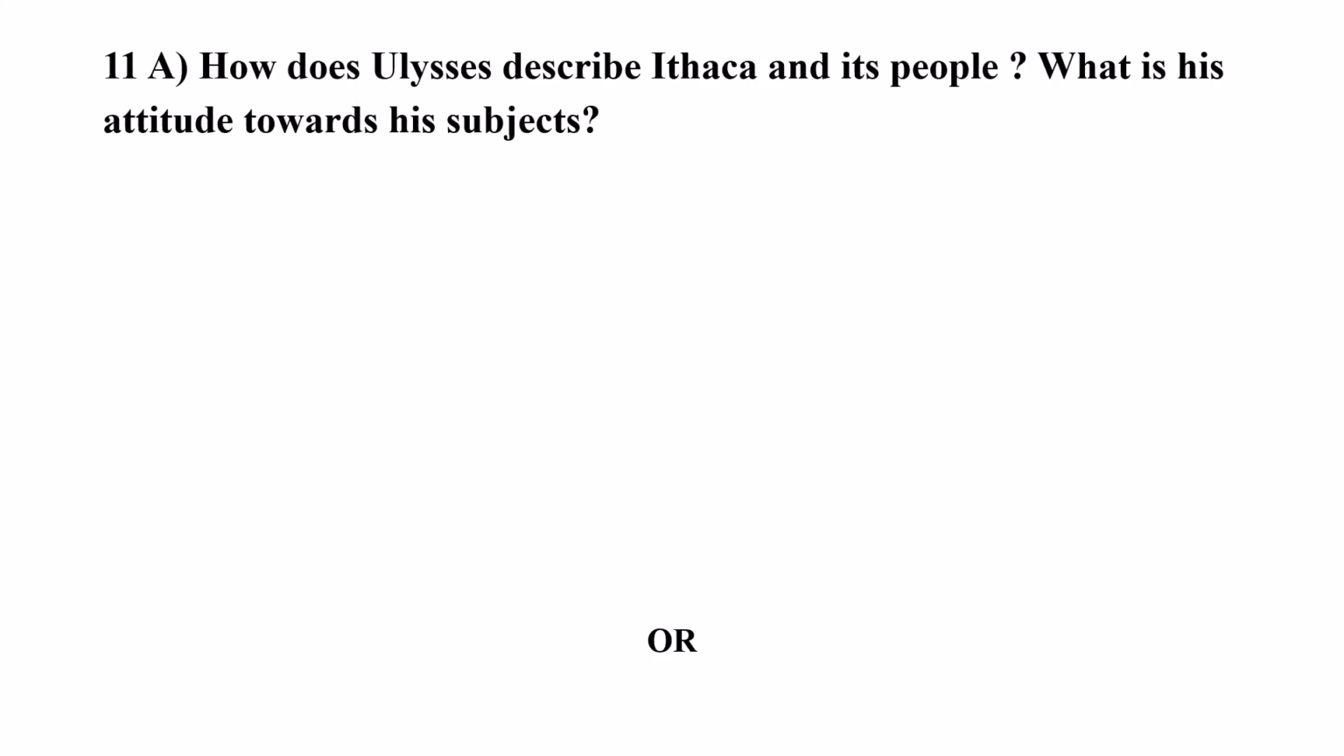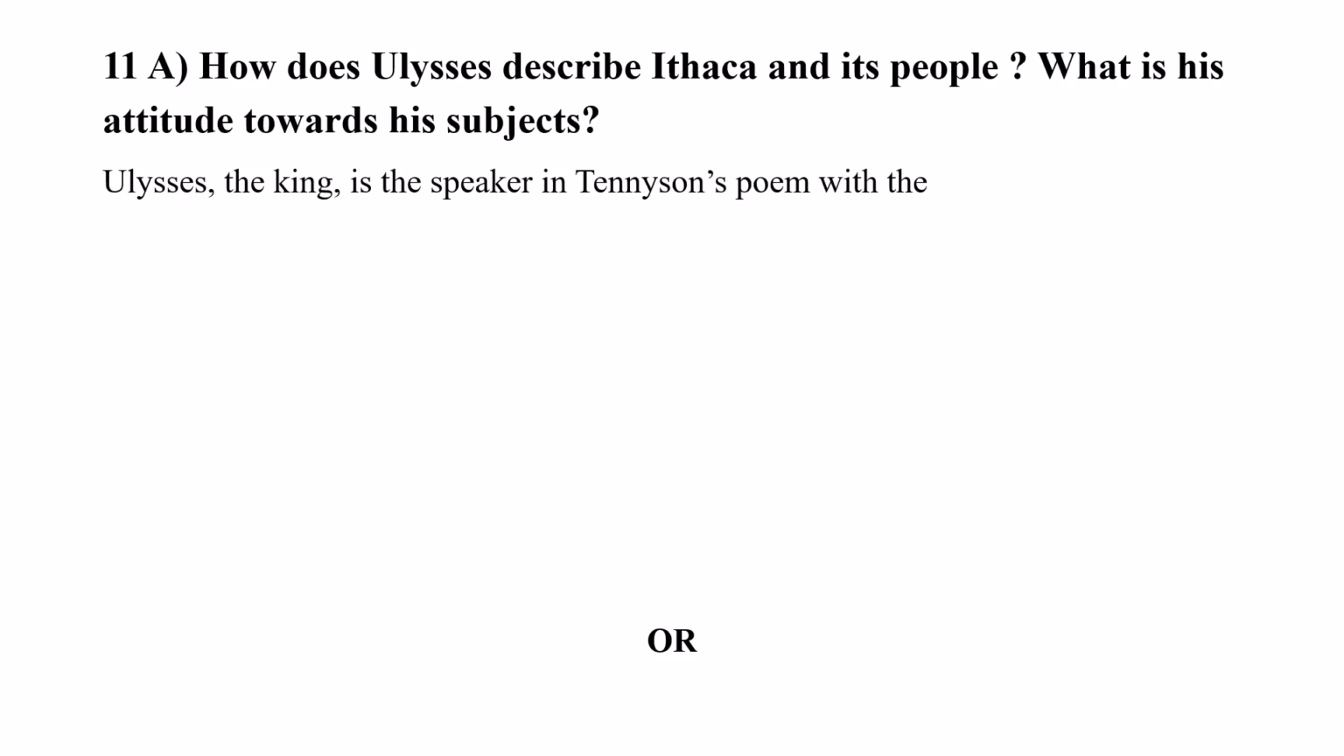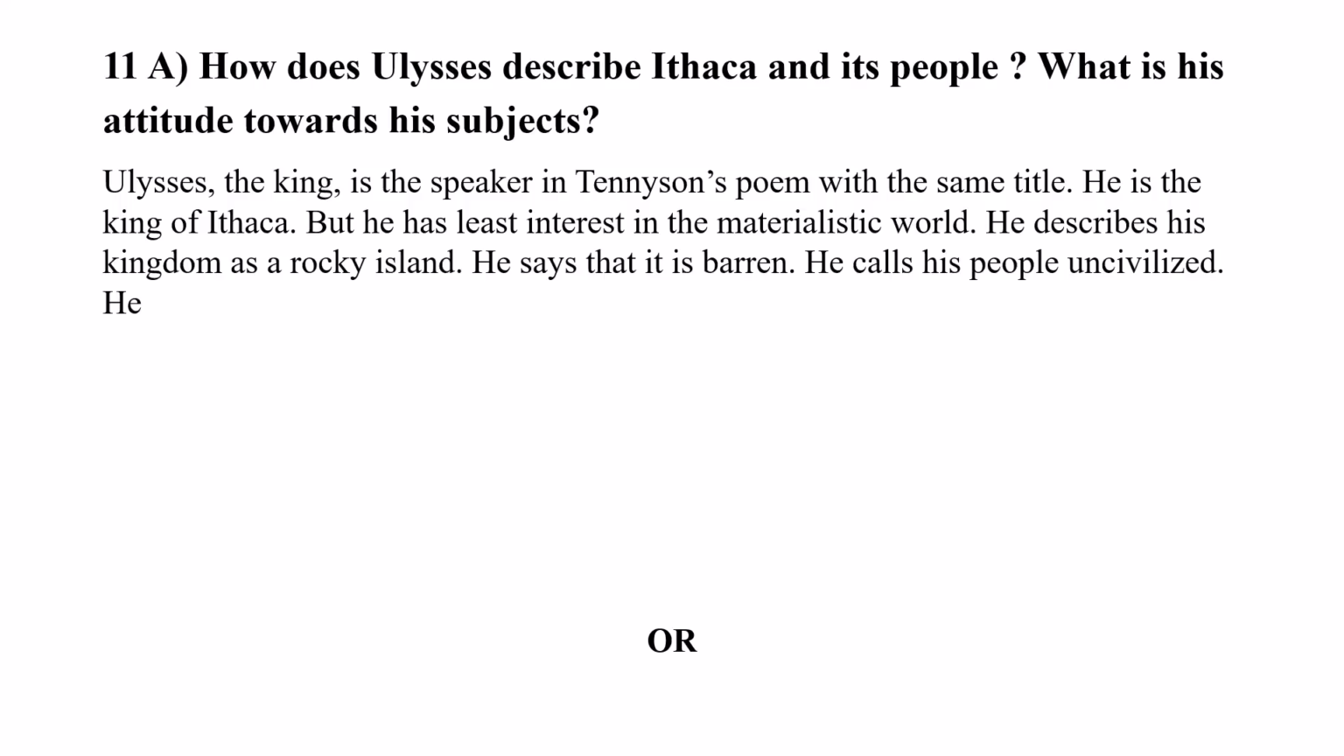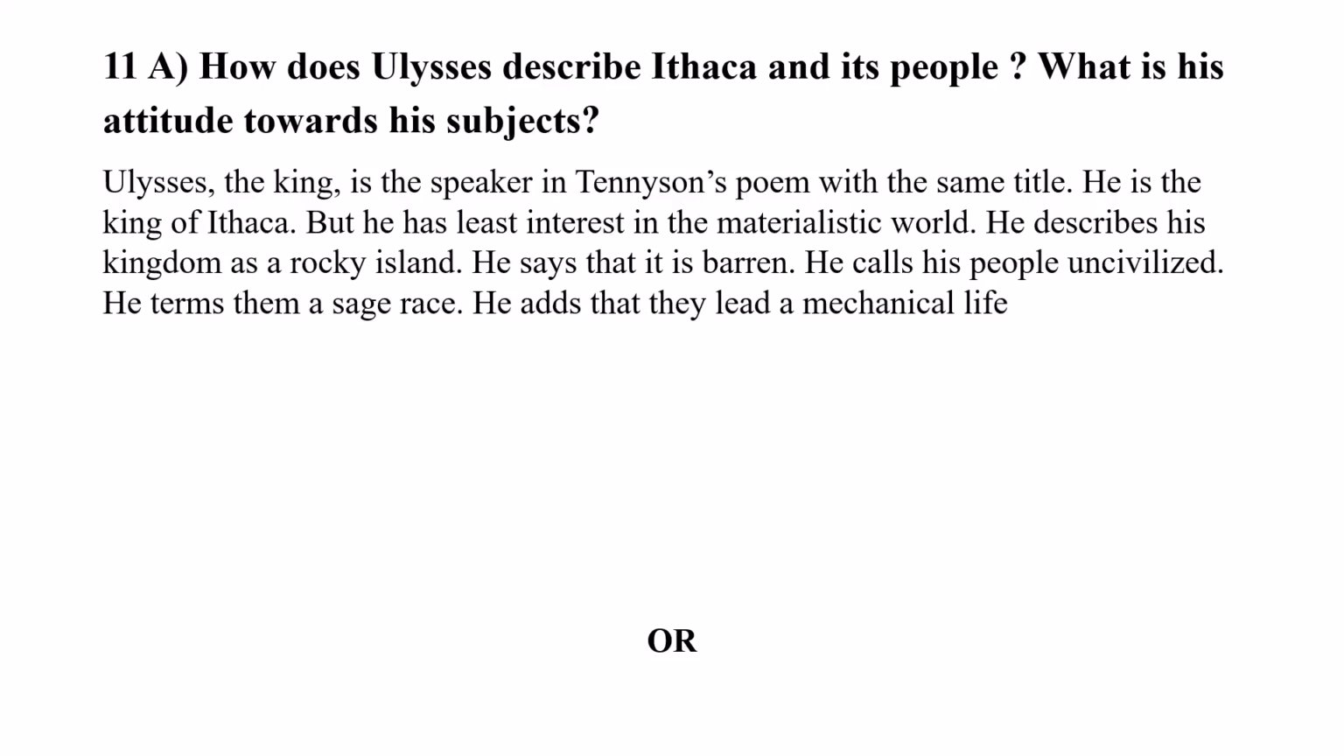How does Ulysses describe Ithaca and his people? What is his attitude towards his subject? Remember the poem Ulysses? Yeah. Ulysses the King is the speaker in Tennyson's poem with the same title. The title of the poem is also Ulysses. He is the king of Ithaca, but he has least interest in the materialistic world. He describes his kingdom as a rocky island. He says that it is barren. He calls his people uncivilized. He terms them a savage race.